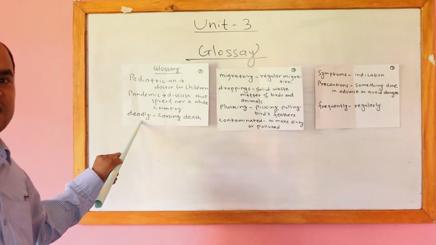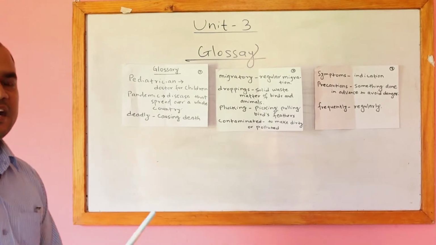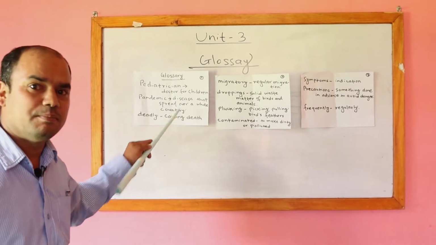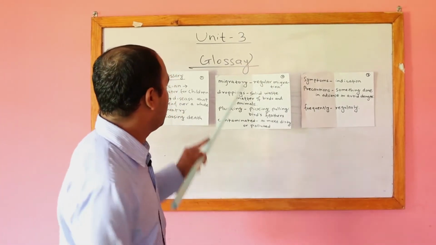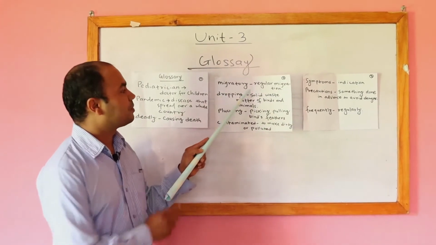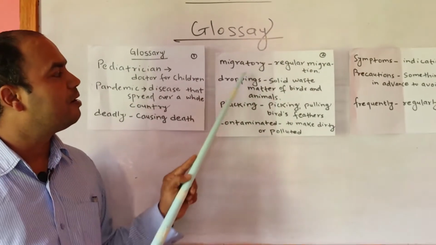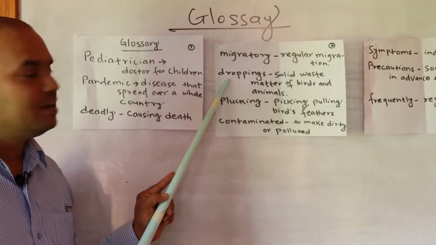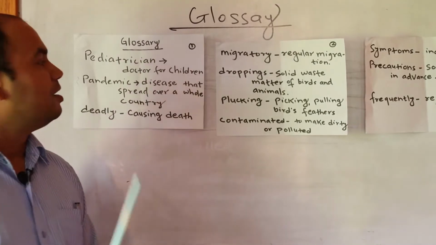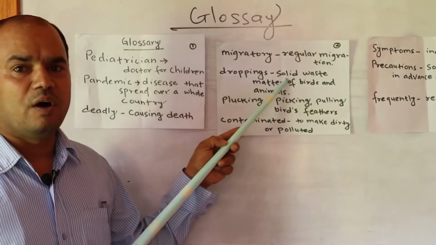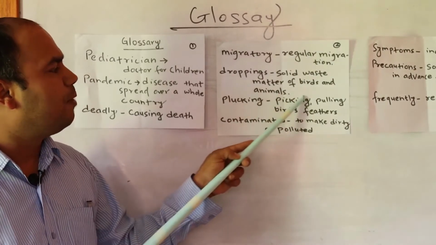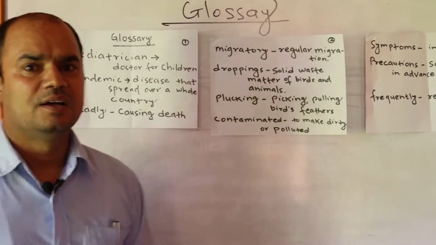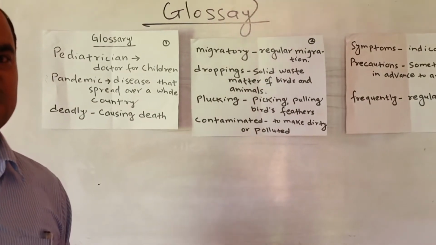And number third is deadly. Deadly means causing death. So, a person can die because of this virus. And another is migratory. Migratory means regular migration. And dropping. Dropping means, I told you already, the solid waste matter of birds and animals. जनावरको दिशा अथवा चराचुरुङ्गीको सुली, we can say in Nepali.